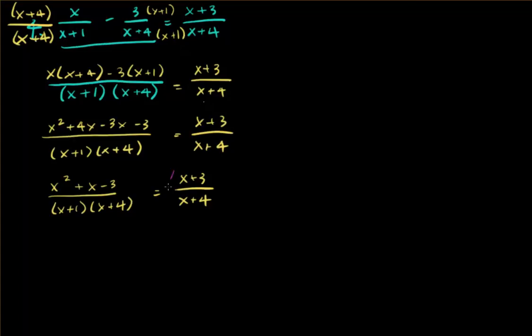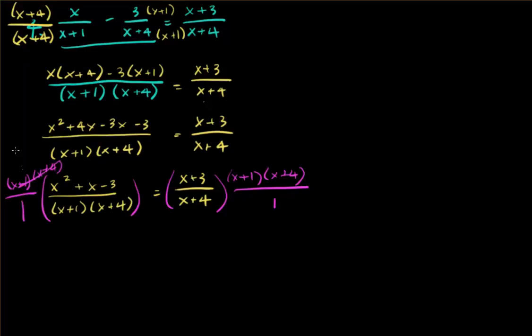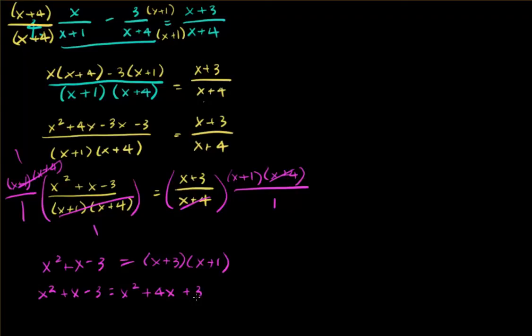So I'm going to multiply both sides by the LCM. The total LCM is x plus 1 and x plus 4. Multiply this by x plus 1 and x plus 4 over 1. That reduces down to 1, so I get x squared plus x minus 3 equals x plus 3 times x plus 1. Let's go ahead and FOIL: x squared plus 4x plus 3.